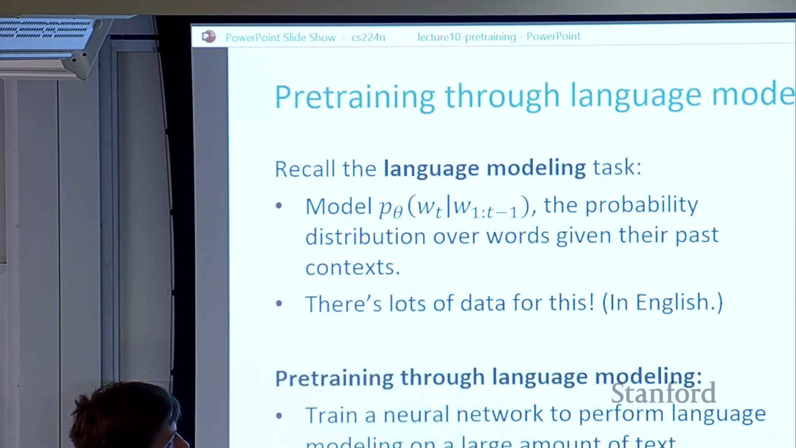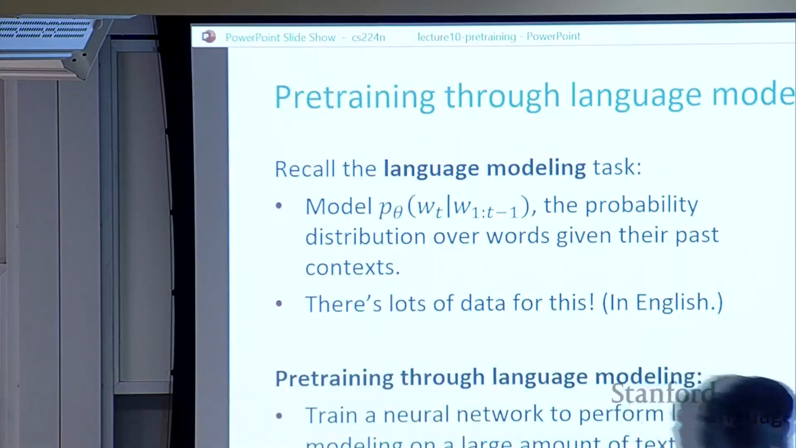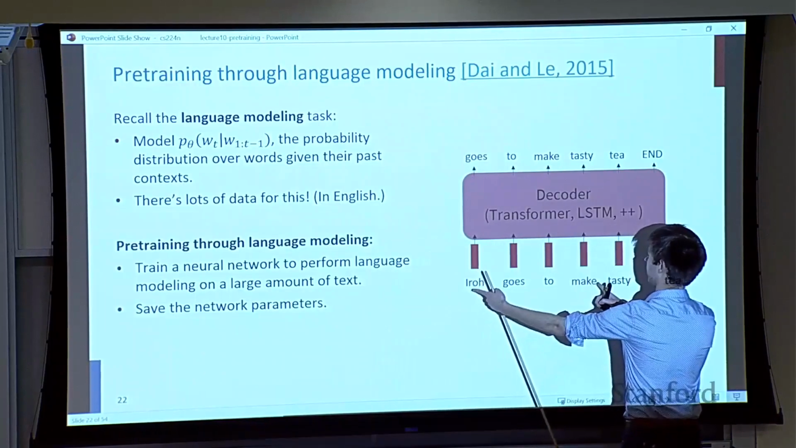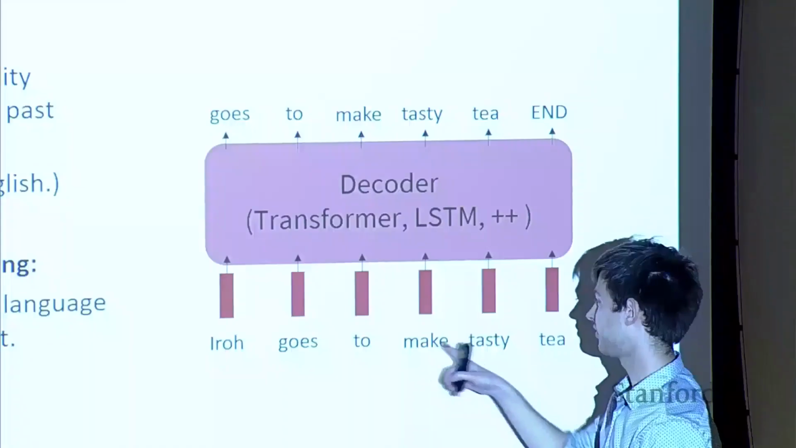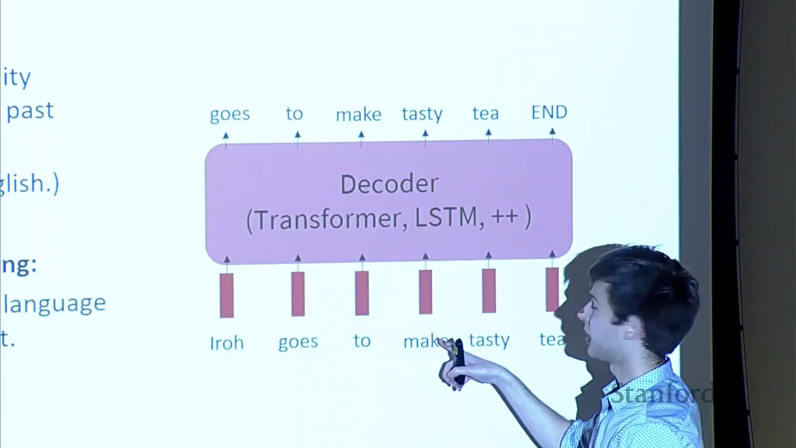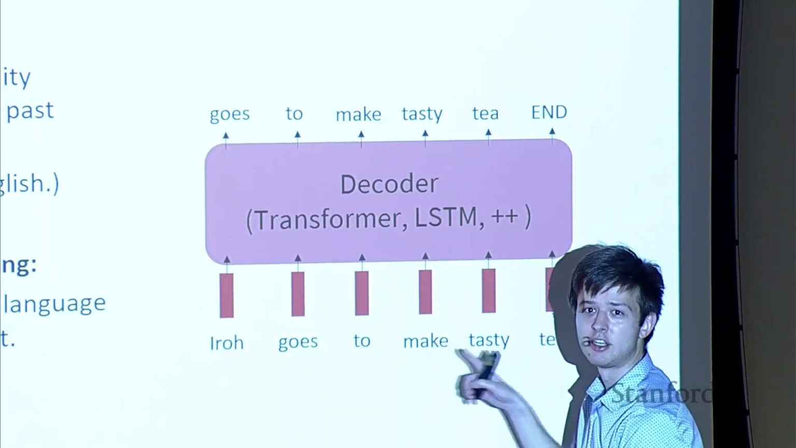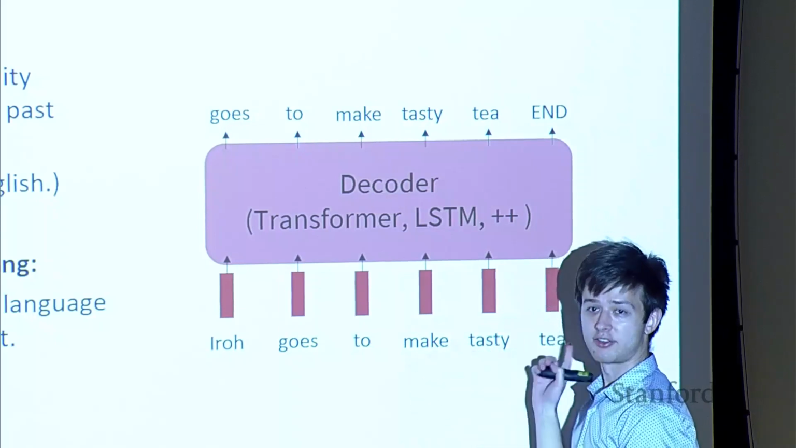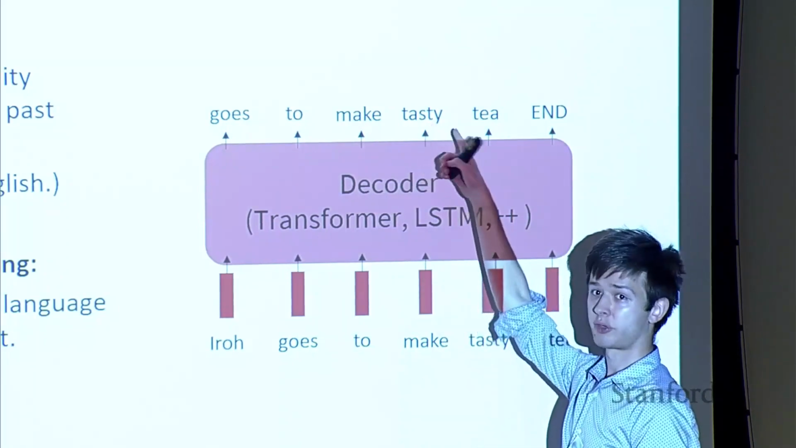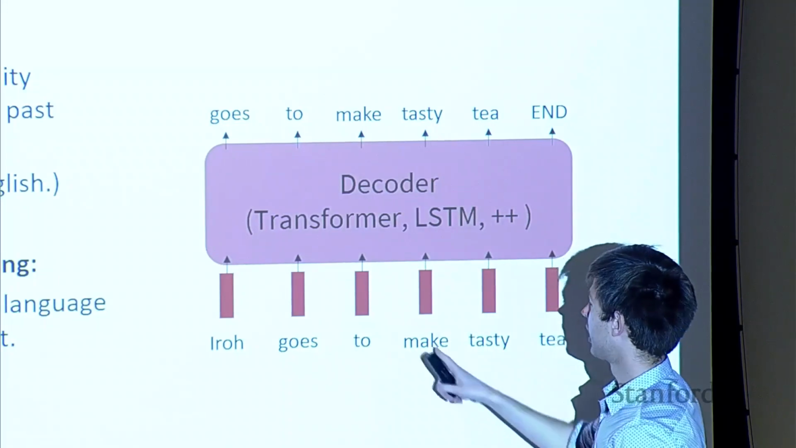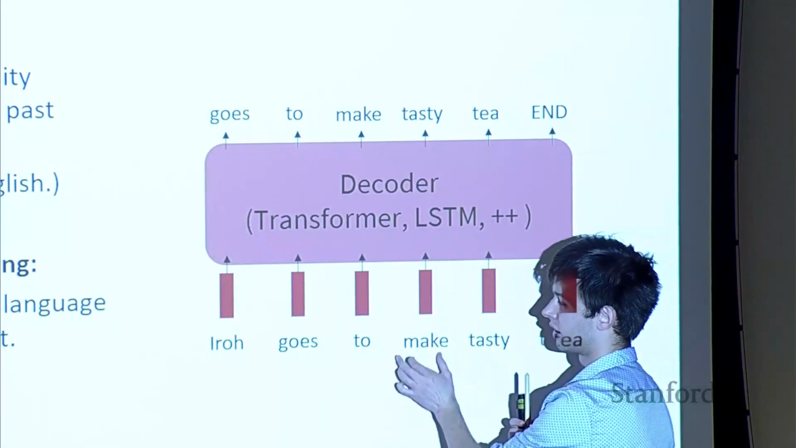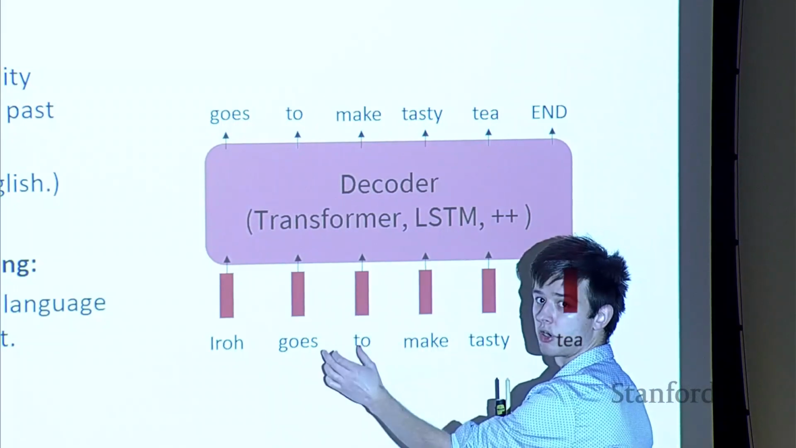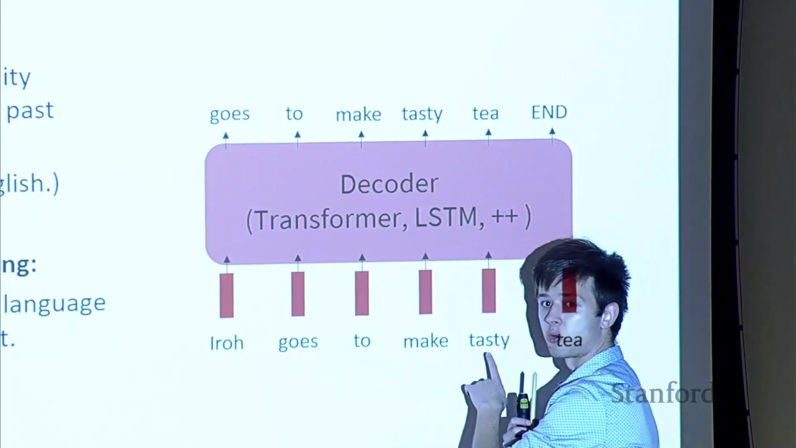This is just saying for any prefix here, "Iroh goes to make", I want a probability of whatever the next word should be. The observed next word is "tasty", but maybe "goes to make tea", "goes to make hot water", etc. You can have a distribution over what the next word should be in this decoder. And remember that because of the masked self-attention, "make" can look back to the word "to", or "goes", or "Iroh", but it can't look forward to "tasty".